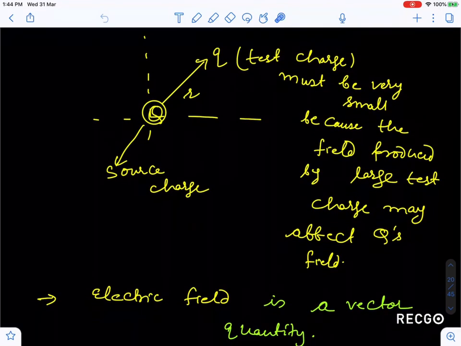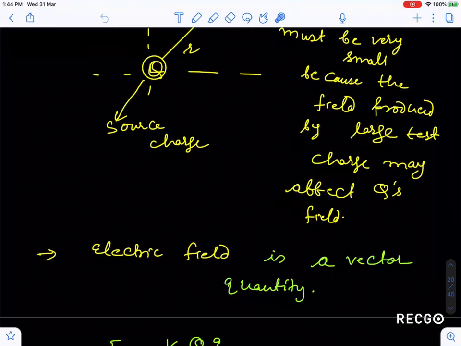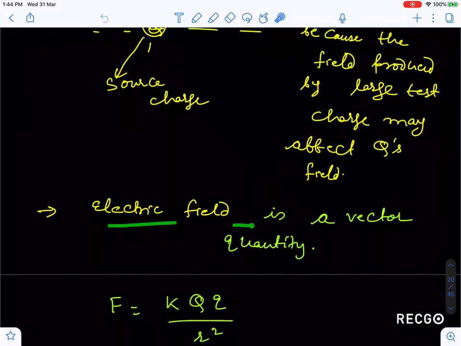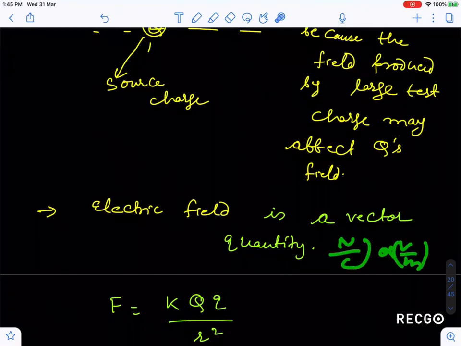So I have written that electric field is a vector quantity. You should always keep in mind, guys, that the force experienced by the charge is the field. How much force this charge will experience, this is the electric field of this charge Q. Force itself is a vector quantity, so electric field is a vector quantity. Regarding the unit, the SI unit of electric field is Newton per coulomb, which I will discuss later also, or volt per meter.